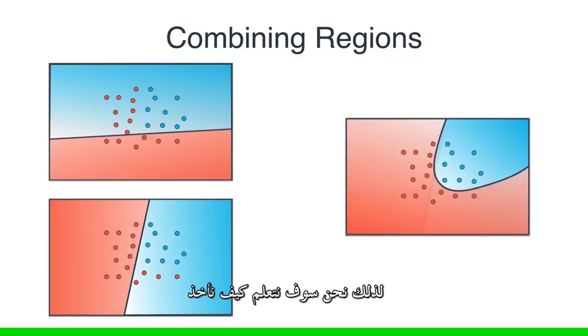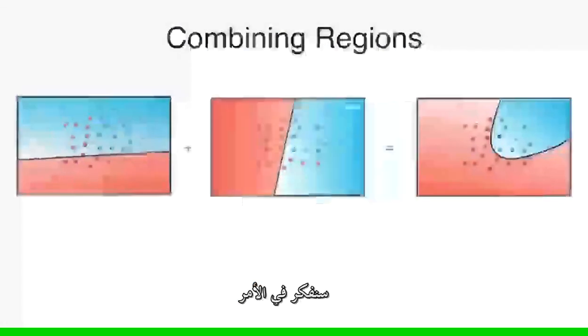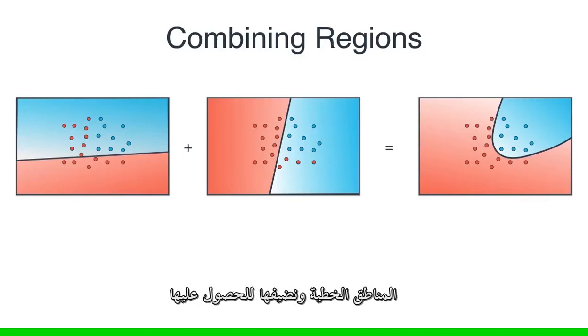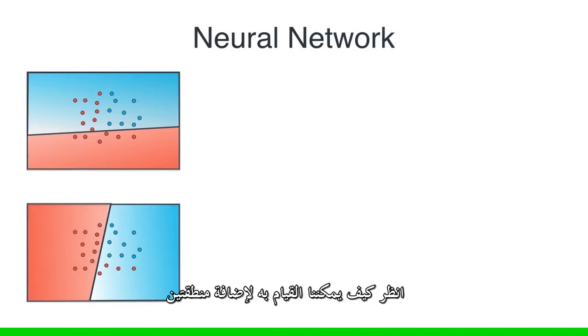So we're going to learn how to take the two regions on the left and make them into the region on the right. In other words, we're going to think of it like arithmetic, right? You take two regions and you add them to get a third region. In this case, we get the two linear regions, and we add them to get this curved region on the right. So let's see how we can add two regions.